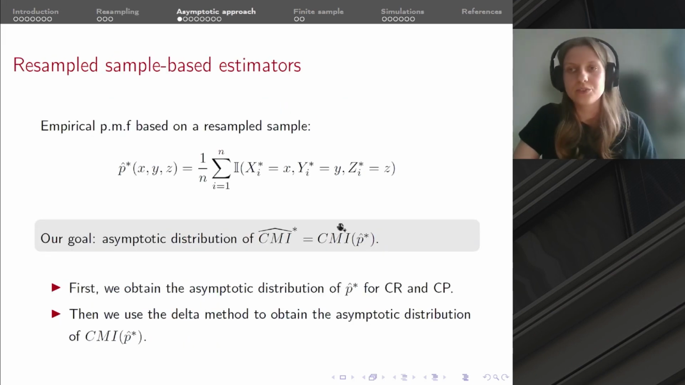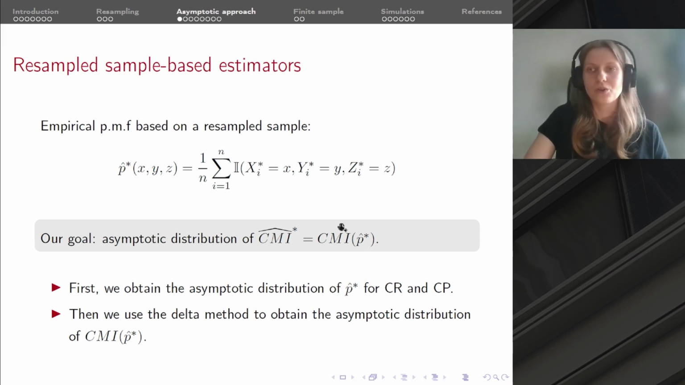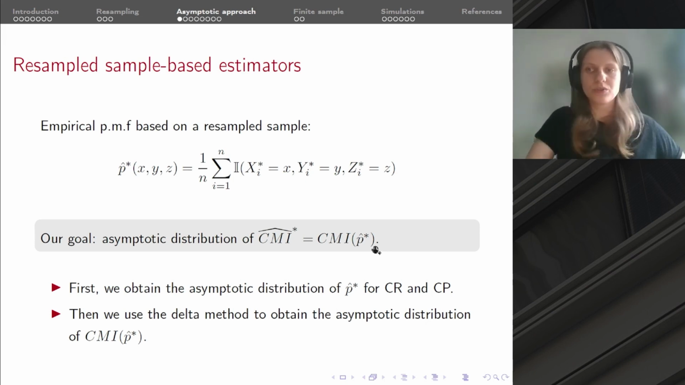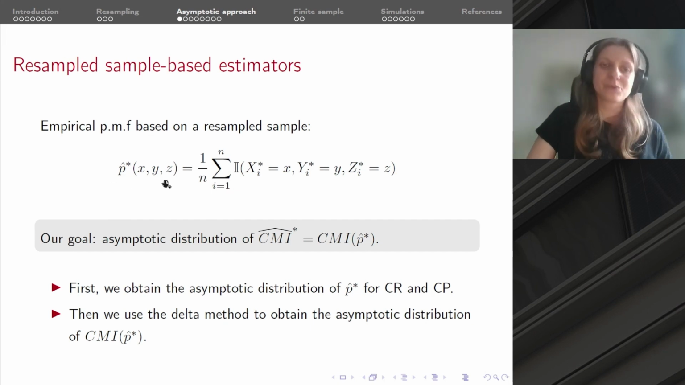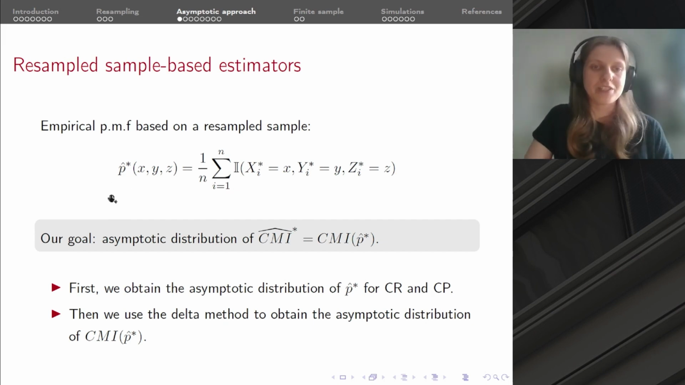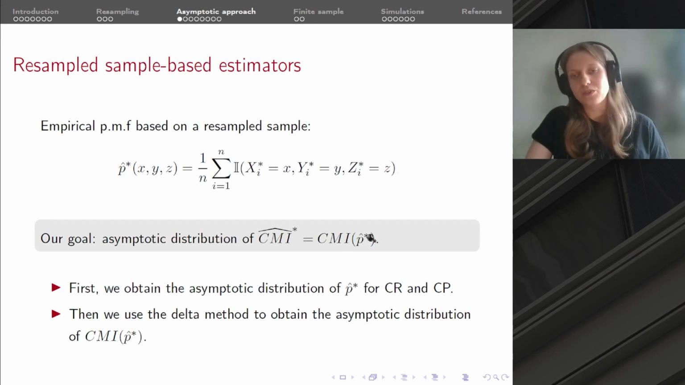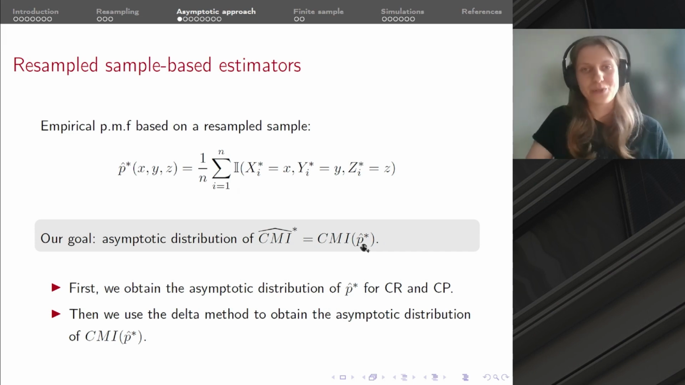Okay, and now we are interested in the same as for a sample. So we also want to know what is the distribution of CMI computed on a resampled sample. So first we estimate the probability mass function, p hat star, for a resampled sample. And then we compute CMI for a resampled sample just by using these probabilities estimated based on a resampled sample.